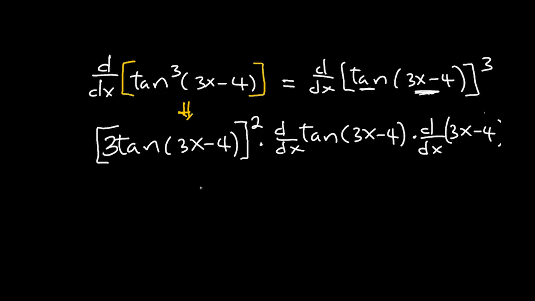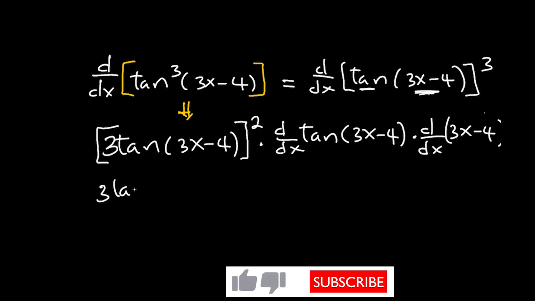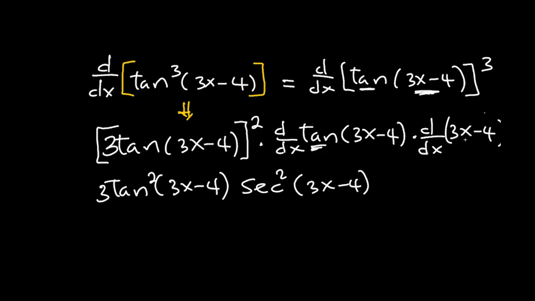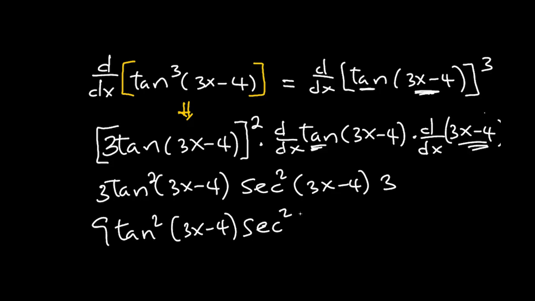So in that case, this will give us 3 times tan squared of 3x minus 4. We differentiate tangent, that will give you sec squared of the function, and the derivative of the inner function will give you 3. So we're having 9 tan squared 3x minus 4 sec squared 3x minus 4. And that is it for that question.